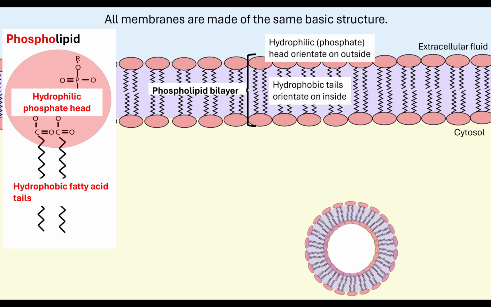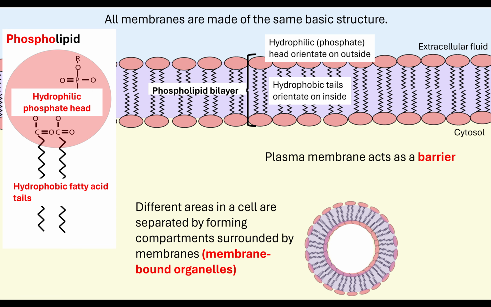Now that hydrophobic region creates what's known as a barrier. It's a barrier that is going to prevent any large or polar molecules from crossing that hydrophobic region. So the plasma membrane acts as a barrier surrounding the cell. Well, inside the cell, we want to have little compartments, and we want these compartments to have different roles to play.